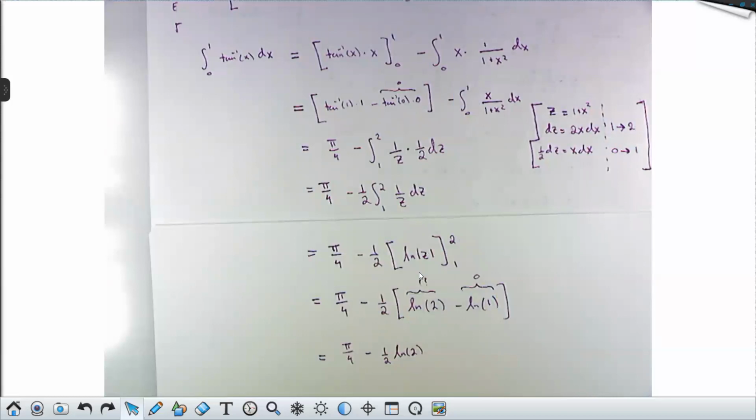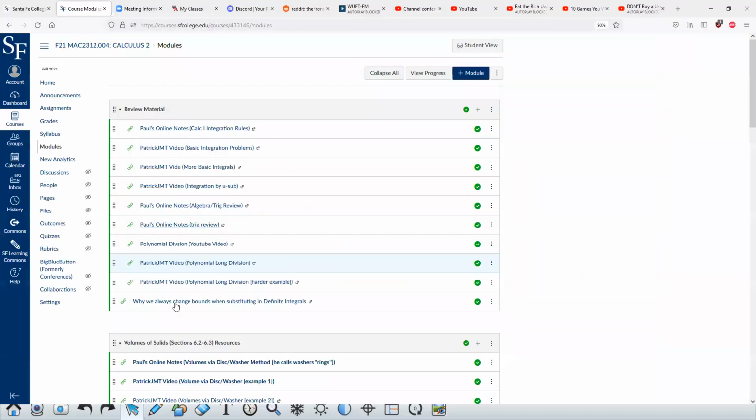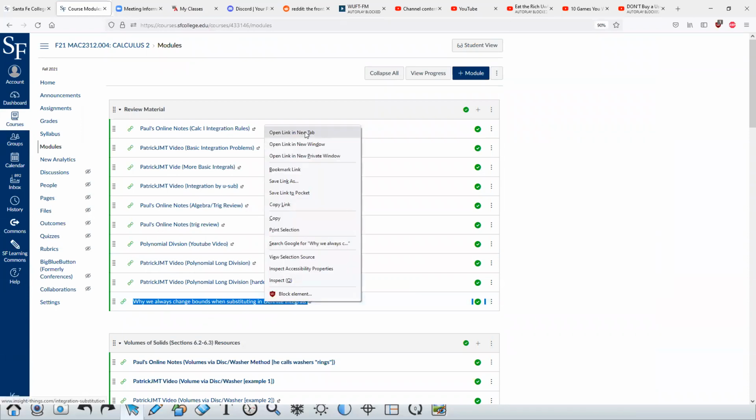We talked about this a little bit in the first week, and I will remind you, it's under here. Why do we always change bounds when substituting in definite integrals? You can check this out.